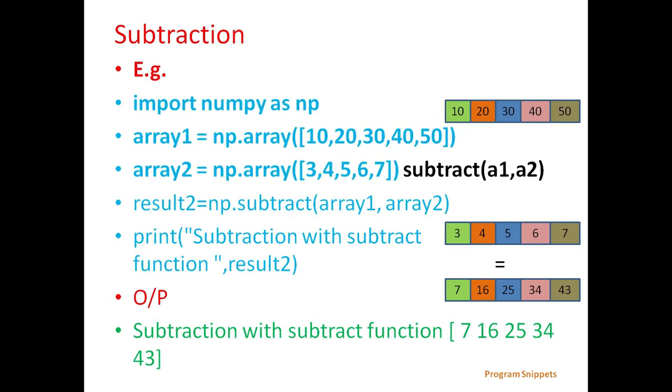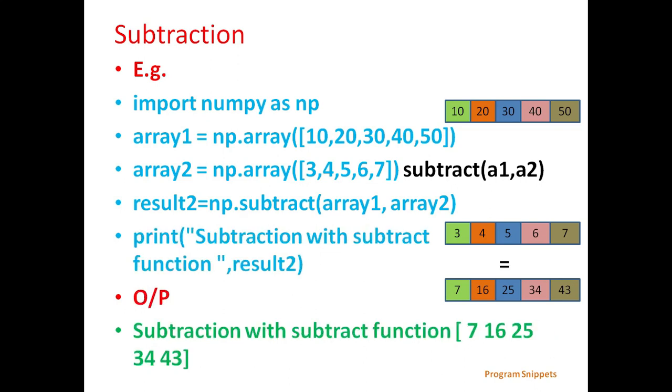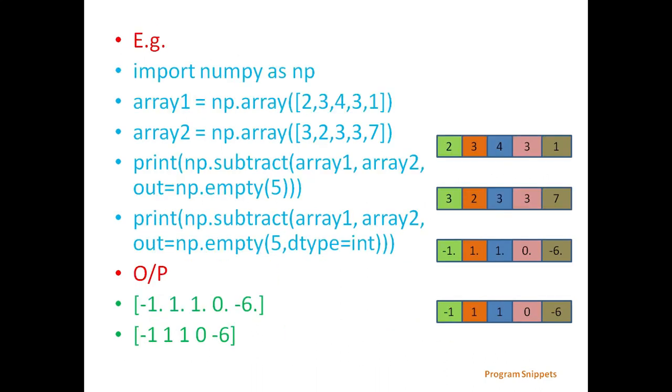For example, here two NumPy arrays are declared with first array elements as 10, 20, 30, 40 and 50 and second array elements as 3, 4, 5, 6, 7. And when we use np.subtract with array 1, array 2, it will give the result 7, 16, 25, 34 and 43. That is, it will give 10 minus 3 as 7, 20 minus 4 as 16, 30 minus 5 as 25 and so on. Now we'll see subtraction with the out parameter.